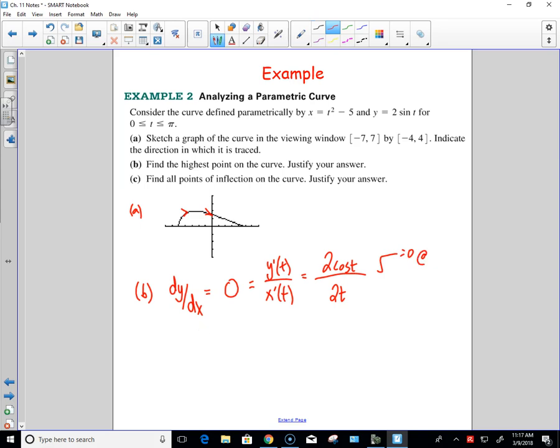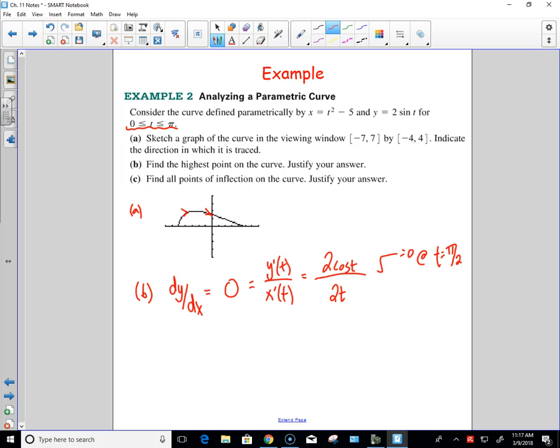But inside this interval, won't cosine only equal 0 at? No, wrong one. Pi over 2. Whew! Careful, unit circle. Okay, I'm sure this is a dumb question. Go ahead. But how did you know if dy dx was 0?